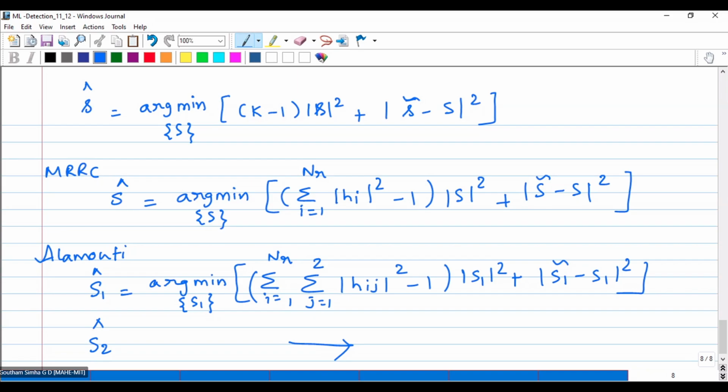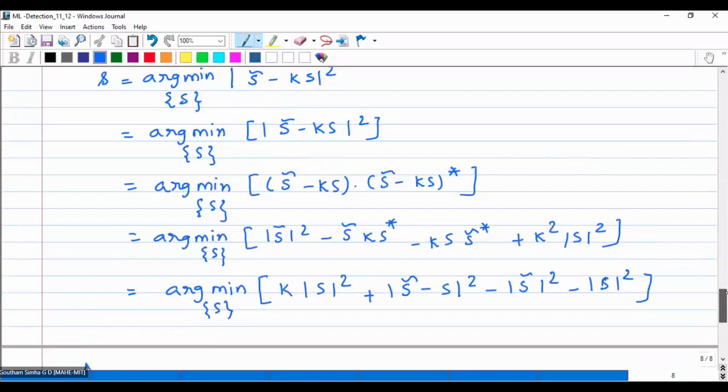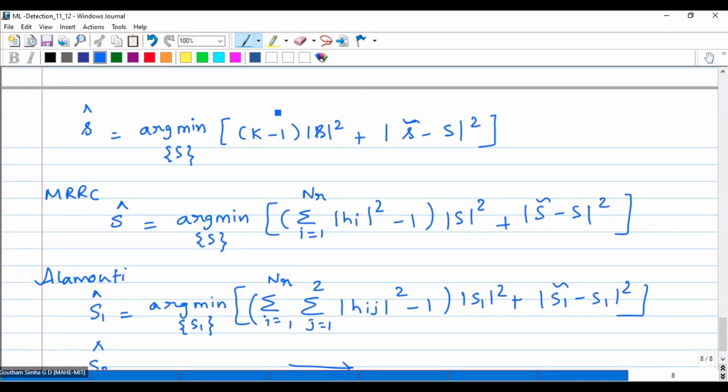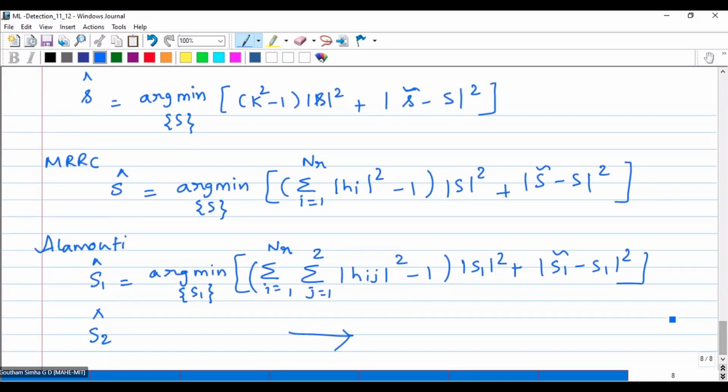So in the first equation, shouldn't it be K square minus 1? K square, yeah, K square minus 1. Yeah, you're right. That is K square S square. Let me go back and check. It should be. I'll check once. Yeah, the K square term will come, along with the conjugate terms. Yes, you're right. Here you write it as K square minus 1. Yeah, correct.